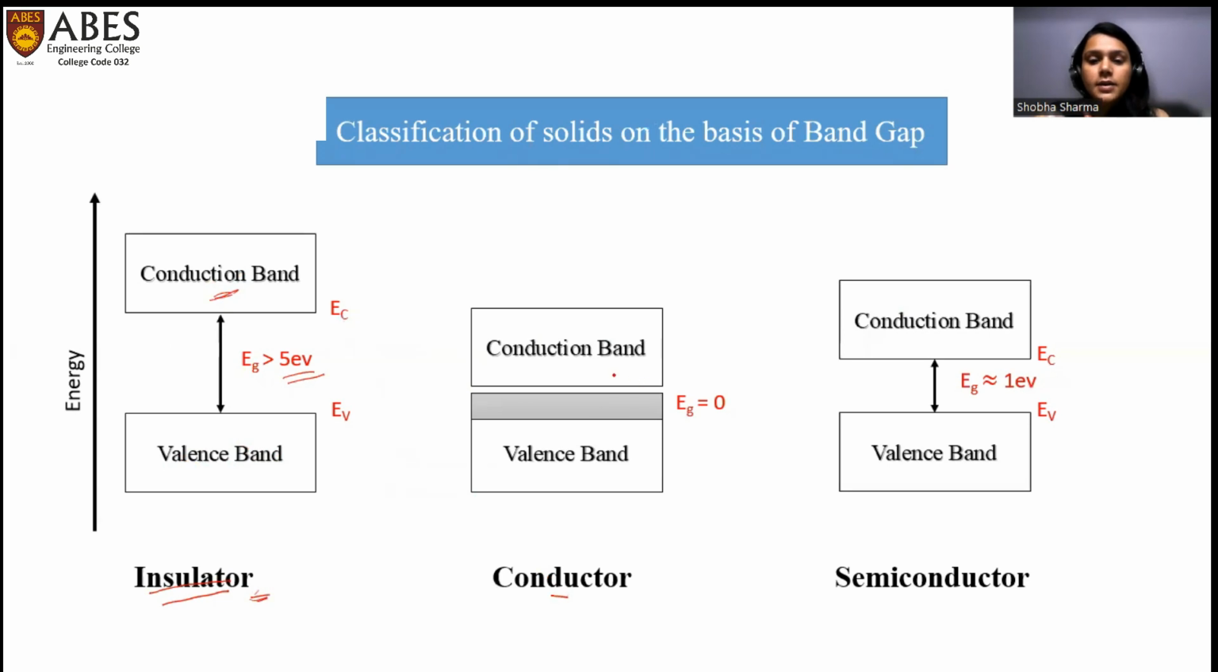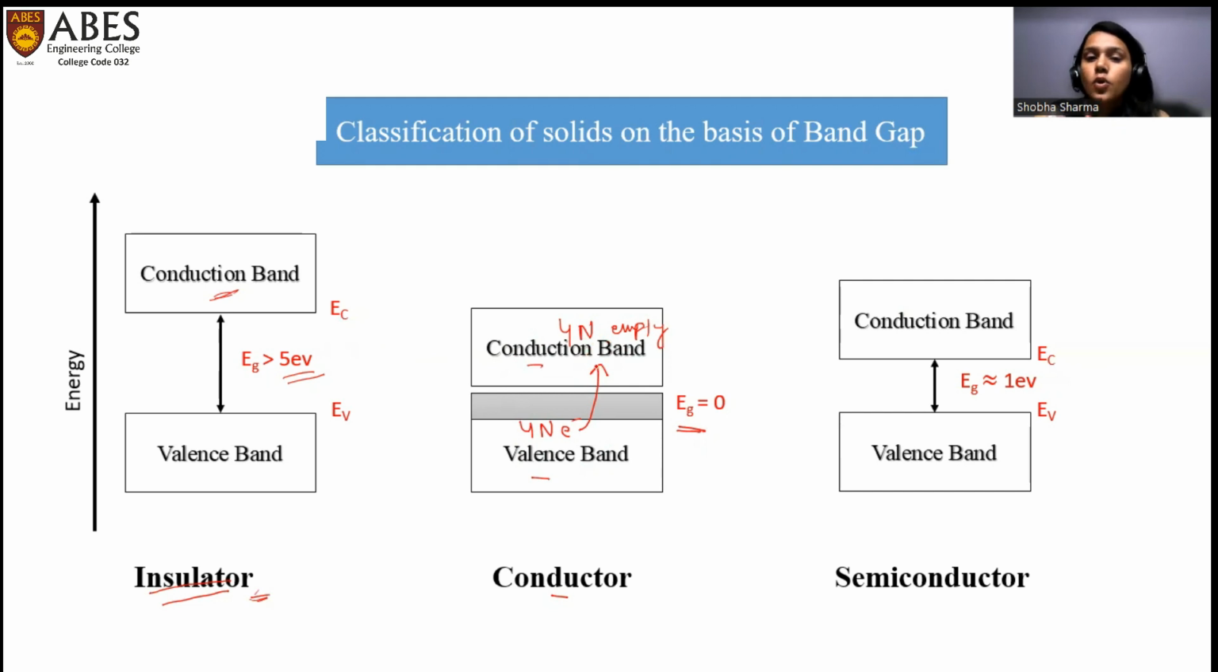In the case of a conductor, the conduction band and valence band overlap with each other. That means the gap between them is 0. So we can say this acts completely like a single band in which electrons are present. That means 4n electrons are present and 4n empty states are present. So these electrons can easily reach the conduction band and easily move through these empty states.